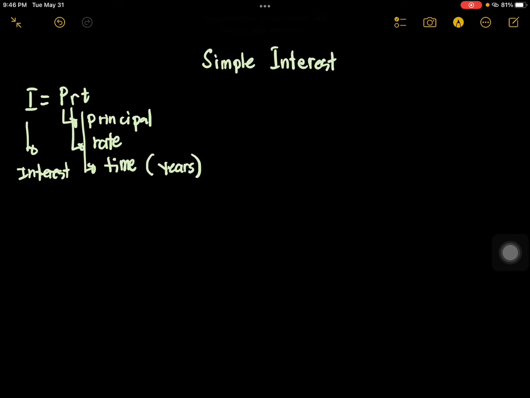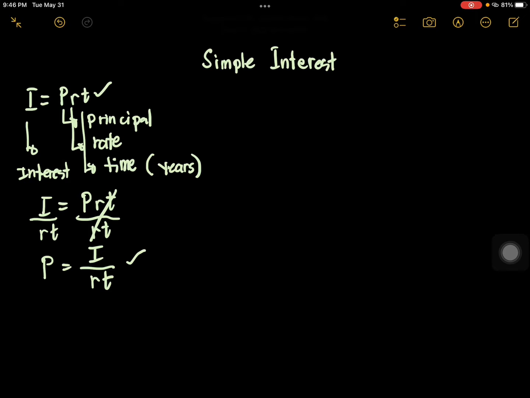Okay, so we have already the formula for interest. It's I equals PRT. Now, what if we are looking for the principal? So a little bit of algebra here. We divide both sides by RT. This is 1 already. 1 times P is P, and it's I over RT. So we have our formula for finding the principal.